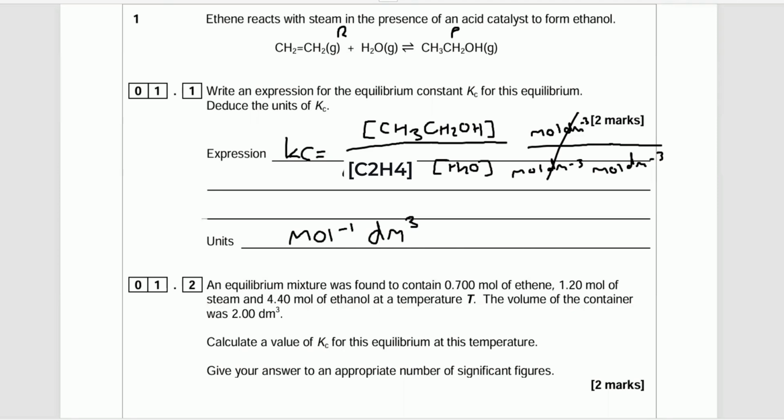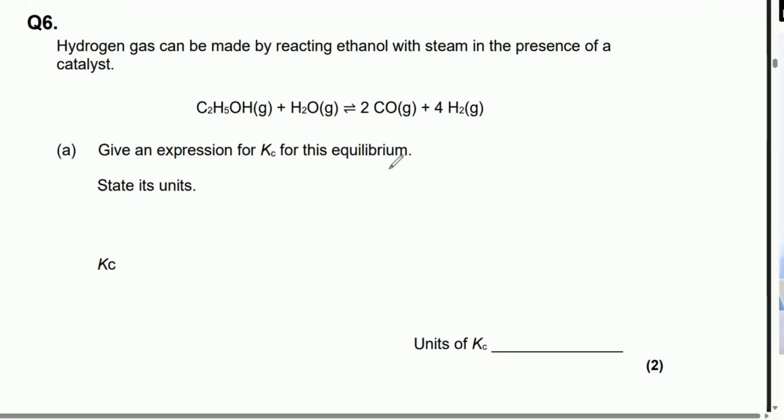Now, let me just give you another example. Give an expression for Kc for this equilibrium and state its units. So we've got another one like that. So what we're going to do here, again, it's products over reactants, but I want you to focus on the units. So we're just going to write out the products. This time there are coefficients. So we're going to do the products at the top.